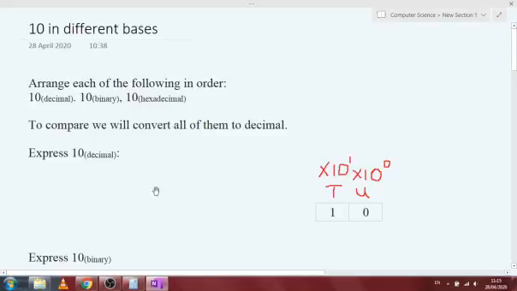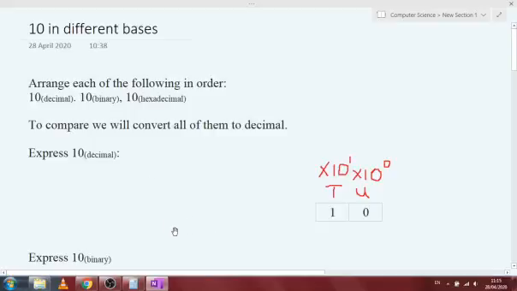To express 1, 0 as decimal, we'll take a look back at our basic theory. We have 1 ten and 0 units, so there are different place values. And again, we can write units as times 10 to the 0, and we can write tens as times 10 to the 1. So we have 1 ten and 0 units, so that gives us in decimal 10.